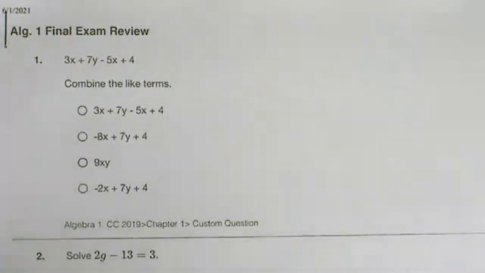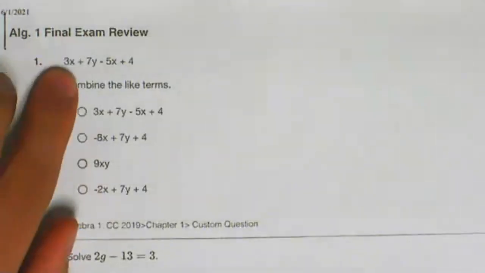Our first question is asking us to combine like terms. So we're not solving for anything, we're just combining our like terms. And we have 3x plus 7y minus 5x plus 4. And we need to determine which of those terms are alike. Now, for this type of problem, we need to look at the various types of terms we have.